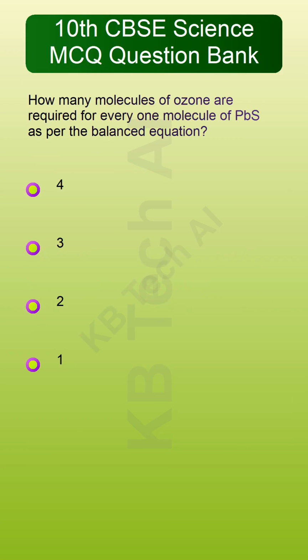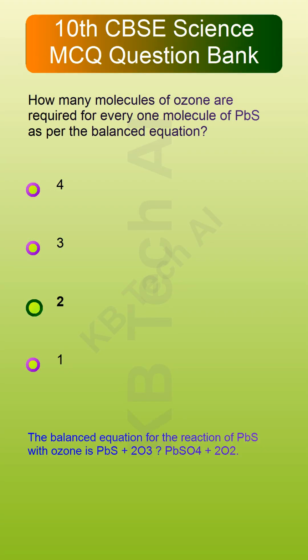How many molecules of ozone are required for every 1 molecule of PbS as per the balanced equation? Option 1, 4. Option 2, 3. Option 3, 2. Option 4, 1. The answer is, Option 3, 2.